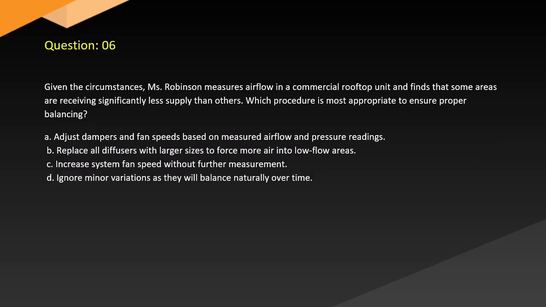Question 6. Mr. Robinson measures airflow in a commercial rooftop unit and finds that some areas are receiving significantly less supply than others. Which procedure is most appropriate to ensure proper balancing? A. Adjust dampers and fan speeds based on measured airflow and pressure readings. B. Replace all diffusers with larger sizes to force more air into low-flow areas. C. Increase system fan speed without further measurement. D. Ignore minor variations, as they will balance naturally over time.